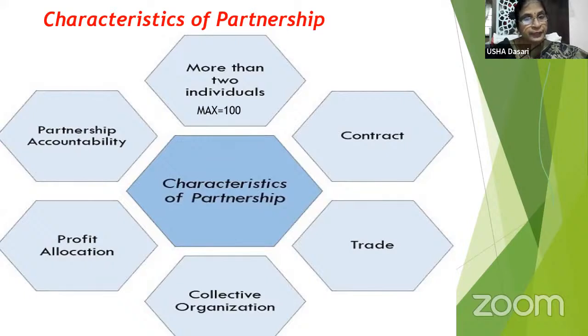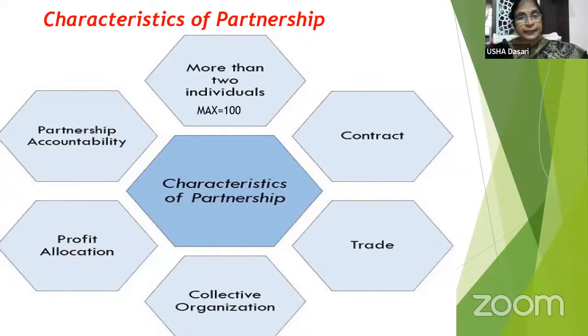So we mean all the activities concerning the production or the distribution and rendering of services for the purpose of earning profit. If the work is related to social service, we do not call it a business, and hence there is no partnership at all. Other than that, what are the different characteristics? Collective organization, profit allocation, and partner accountability. The allocation of the profit or the accountability, everything will be predefined in the partnership agreement, also called the partnership deed.